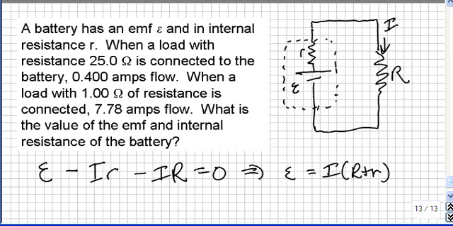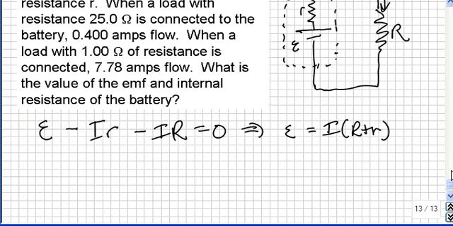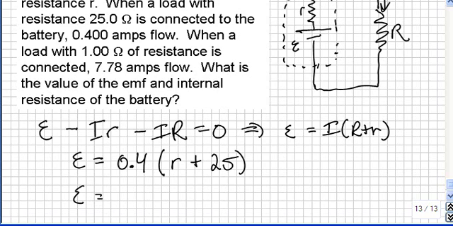Once we have this, it turns out we can actually solve the problem, because I have a couple of different situations. One is I know that the EMF is equal to 0.4 amps, and I'll just go ahead and work in SI units here so everything will be consistent, times little r plus 25 ohms. So 0.4 amps when big R is 25 ohms. I also know that it's 7.78 amps when big R is 1 ohm.